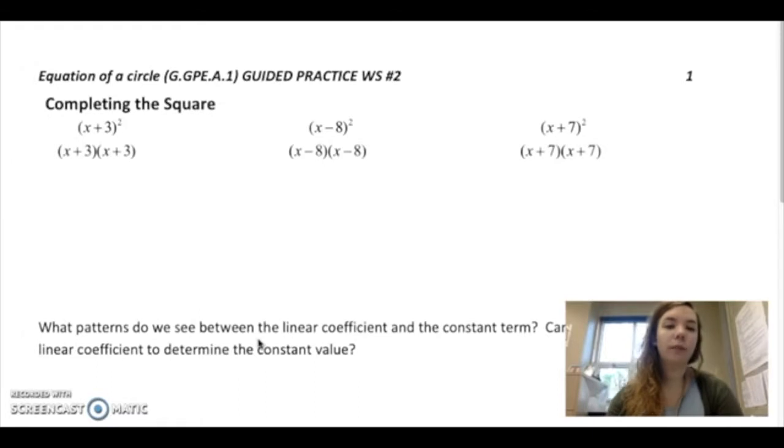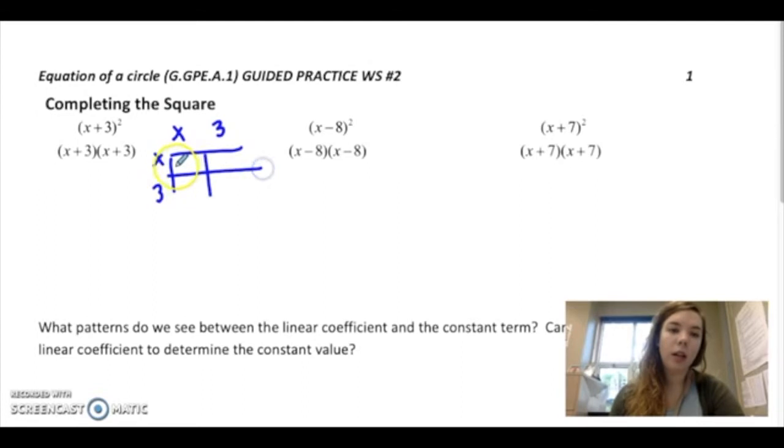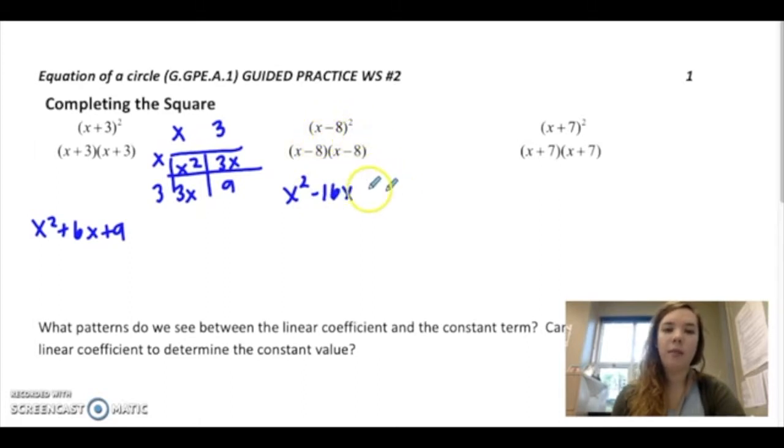So here, completing the square is when you're multiplying two binomials together that are identical. If I double distribute, or last year you used the box method to multiply these out, I'd have x squared, 3x, 3x, and 9. So you'd have x squared plus 6x plus 9. Okay? This one, you'd have x squared, two negative 8x's, so negative 16x, and then negative 8 times negative 8 is 64. Or here, I'd have x squared, two 7x's, which is 14x, and then I'd have 49.